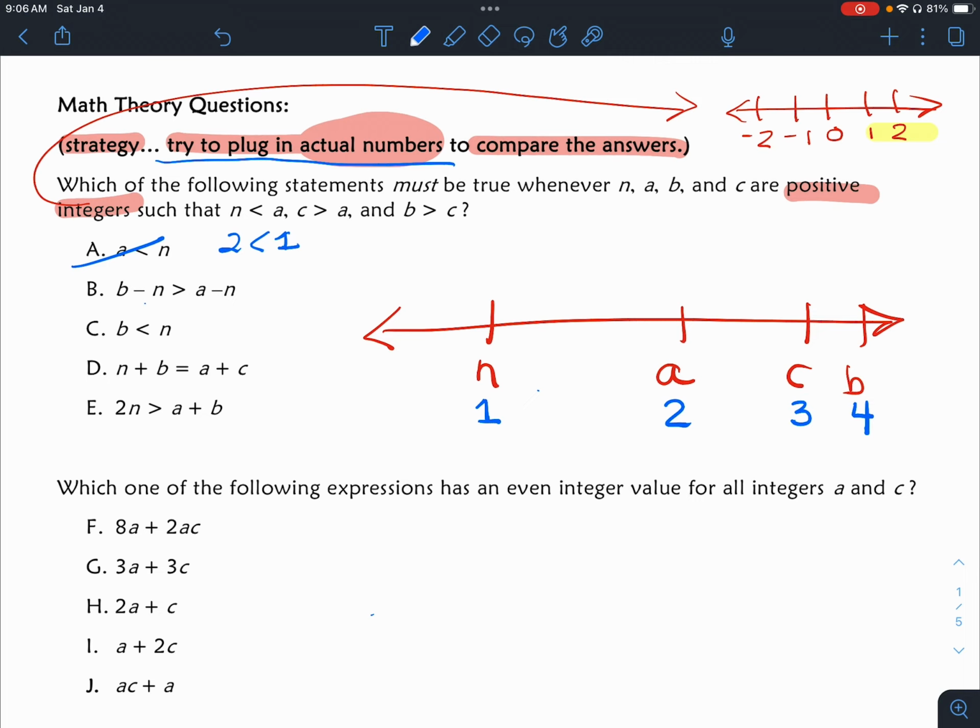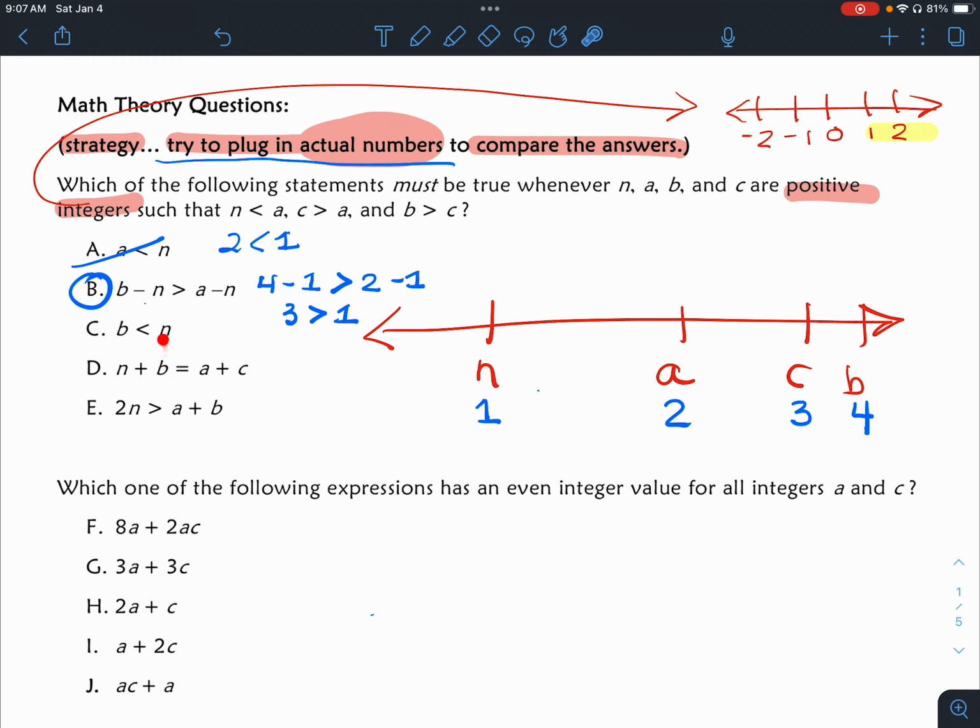Okay, let's try B. It says B minus n, so that would be 4 minus 1. Is that greater than A minus n, which would be 2 minus 1? Well, let's see, what's that give me? 3 is greater than 1. Ooh, that seems like that is true. I'm going to go with that answer.